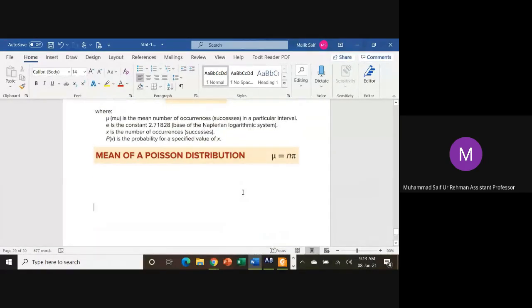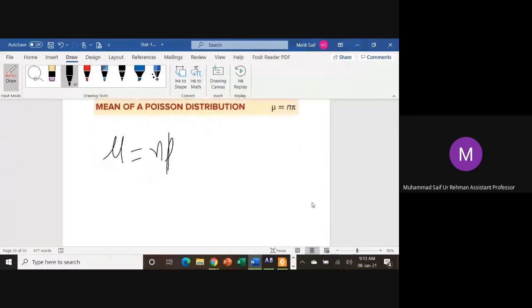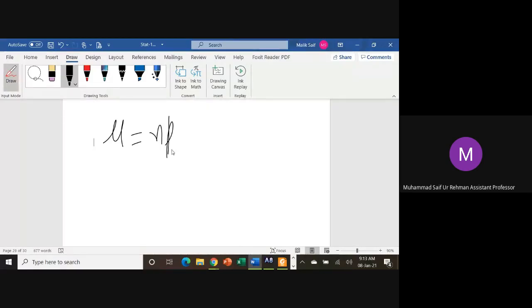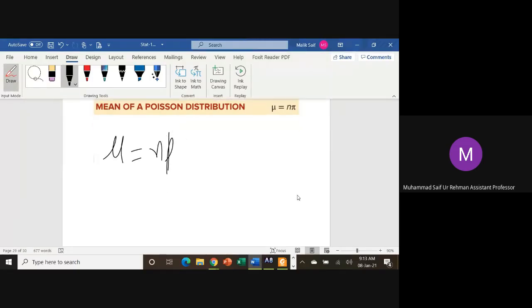Then there comes the mean of Poisson distribution. The mean of Poisson distribution is basically, in your book, written as mu is equal to n pi. I'm going to write it as mu is equal to np, where small p is the probability of success. So better would be if you use this, because this pi we will use later on in the upcoming chapters when we will talk about population proportion. So normally we use this pi sign for population proportion. So better would be if you use small p for the probability of success in this case.